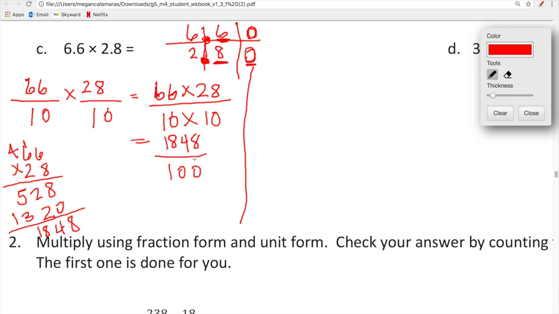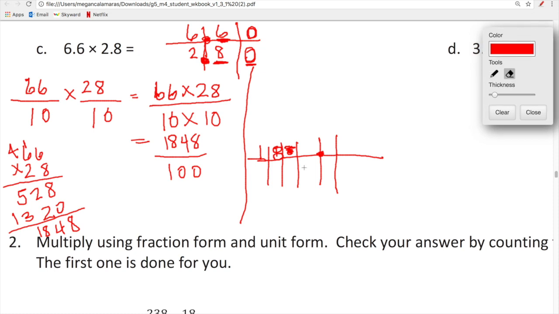Let's put this back in decimal form. We're going to do that by putting this on a place value chart. I'm not sure how many place values we're going to need. Let's start with that. So let's put 1,800. Oh darn. Oh, that's eraser time. Let's start over.